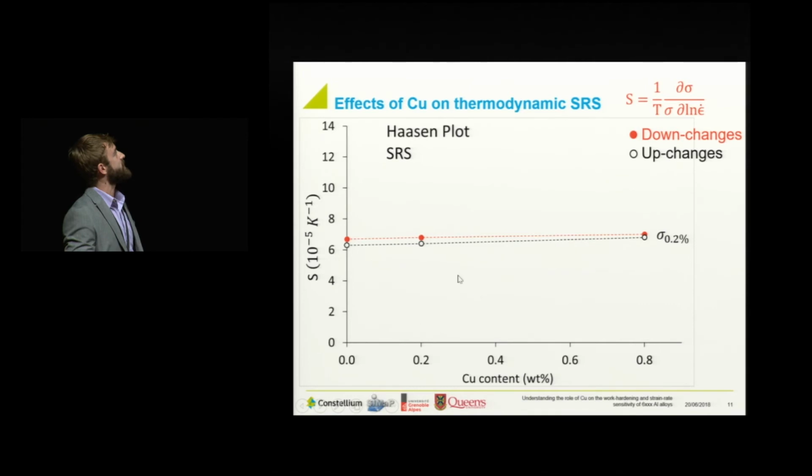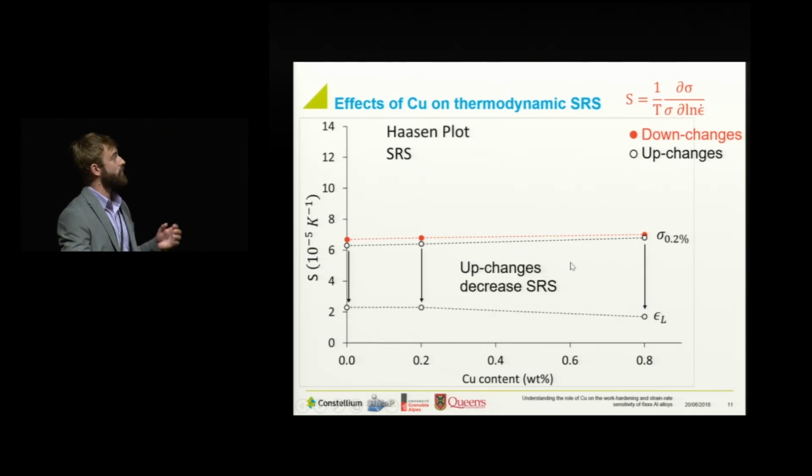So we can summarize this by looking at the thermodynamic strain rate sensitivity versus copper content. As you can see here, there's very little effect at the yield strength, or at yield, as far as what the strain rate sensitivities of these materials are. So we can say that the cluster content and cluster types are very similar, and they do not show a very large difference within the material.